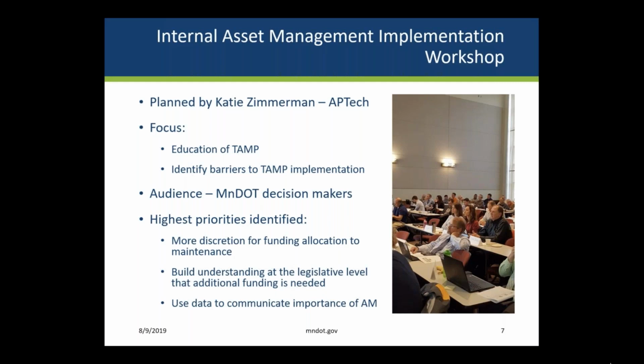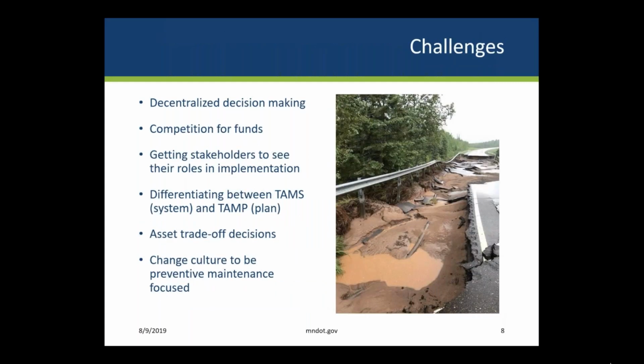Another barrier, maybe a few more barriers that we identified were clarity of roles and responsibilities. And we also talked a bit about future directions that we might want to go with MnDOT's asset management program. So there's just a little iteration of some of the things that we found to be challenges. I mentioned the decentralized decision making, competition for funds, preventive maintenance, for example. Again, back to the roles and responsibilities, and that whole preventive maintenance culture.